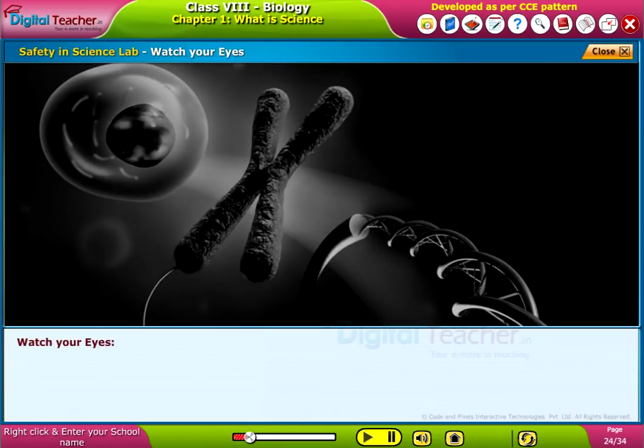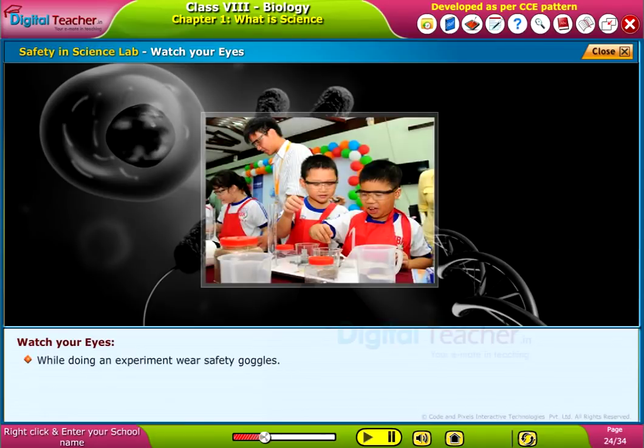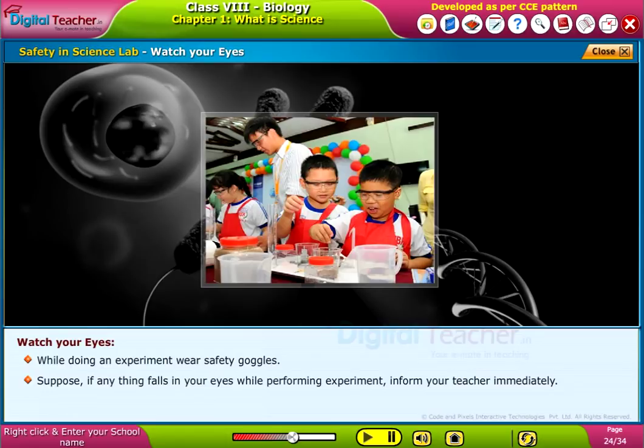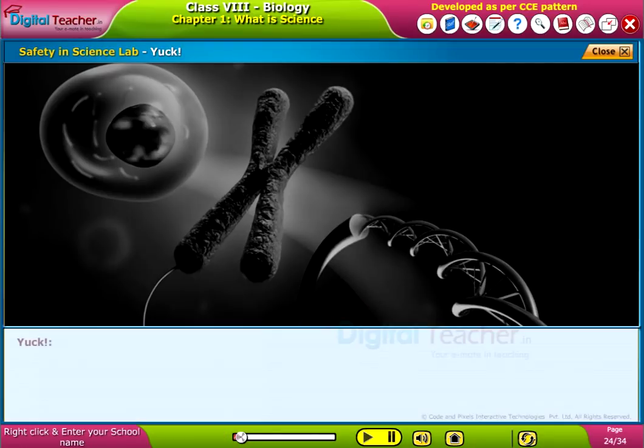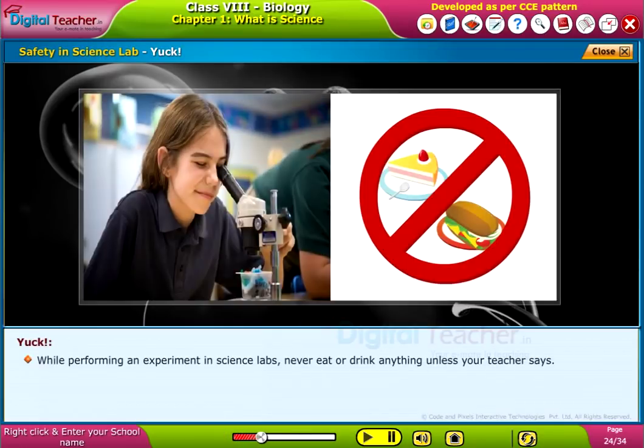Watch your eyes. While doing an experiment, wear safety goggles. If anything falls in your eyes while performing an experiment, inform your teacher immediately. Yuck! While performing an experiment in science labs, never eat or drink anything unless your teacher says so.